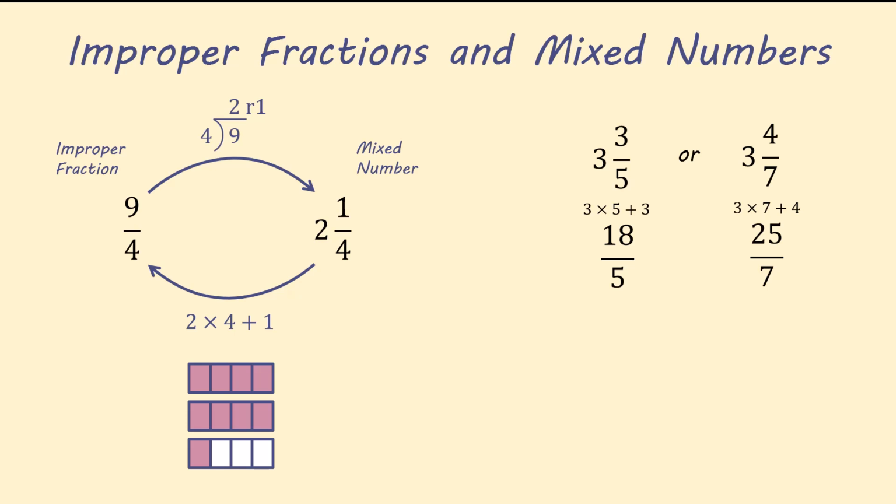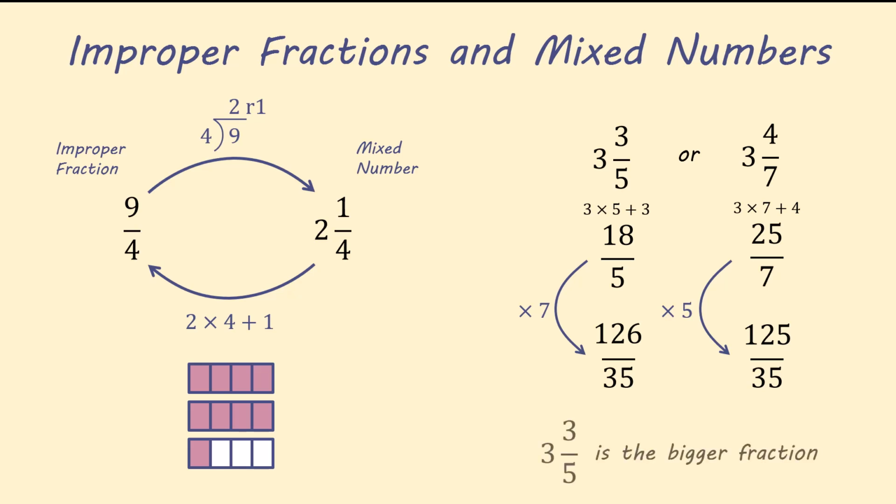Now that we have improper fractions, we can find their equivalent fractions in order to compare them. The denominators are 5 and 7, so the LCM of 5 and 7 is 35, or we could just say 5 times 7 is 35. Our new denominator is 35, so multiply by 7 to get 126 here, and multiply by 5 to get 125 here. 126 is bigger than 125, so 3 3/5 is the bigger fraction.